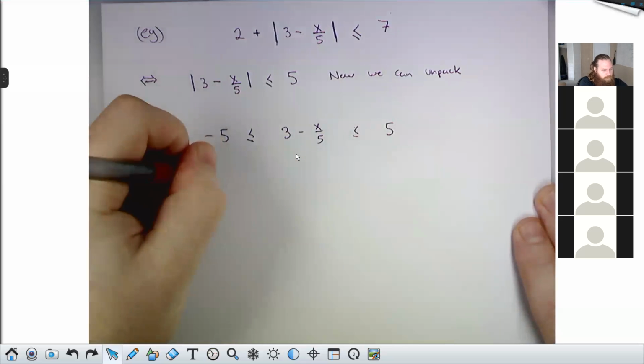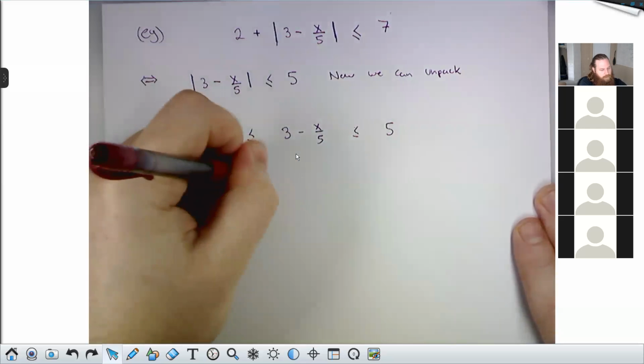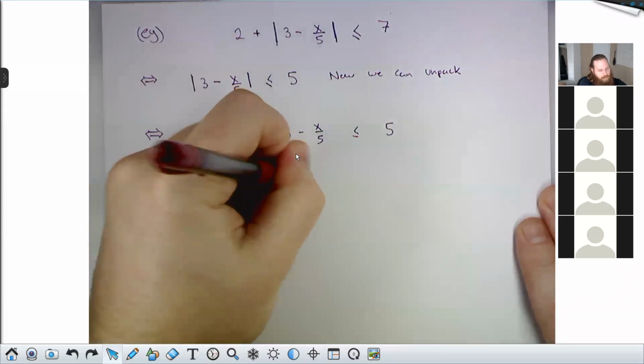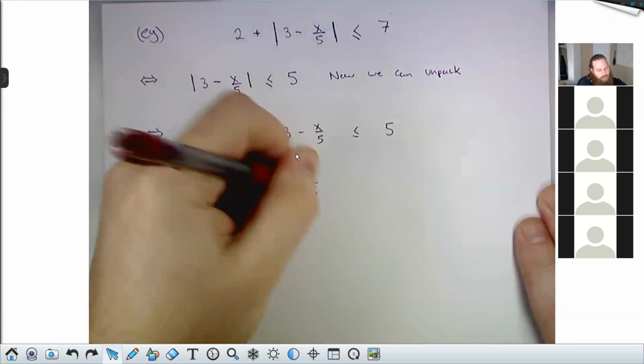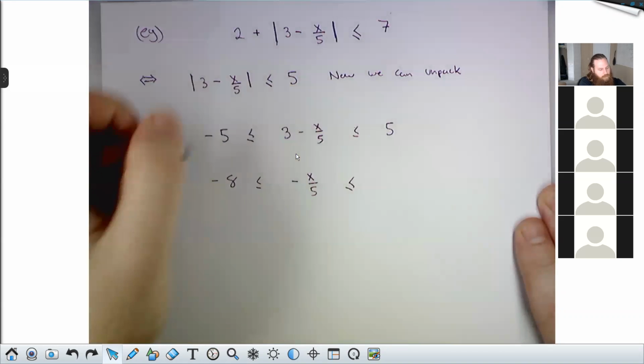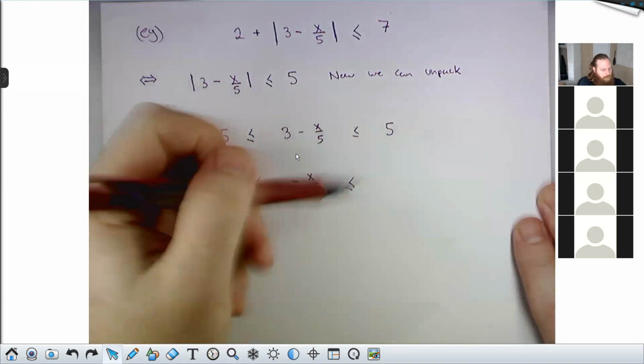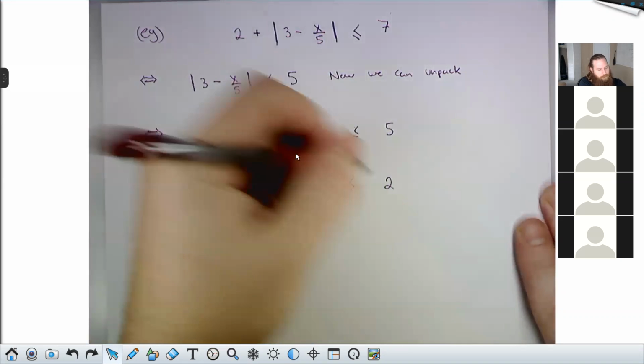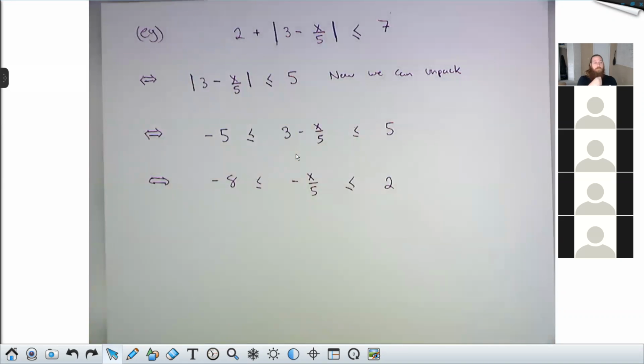negative 5 minus 3 is negative 8. So I'll have negative 8 is less than negative x over 5 is less than or equal to 5 minus 3, which is positive 2. Everybody with me so far?